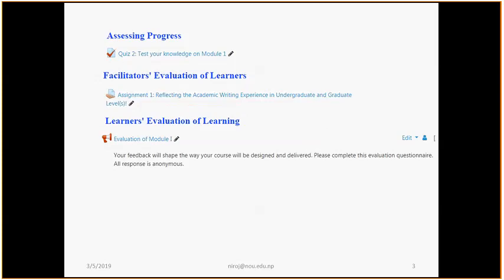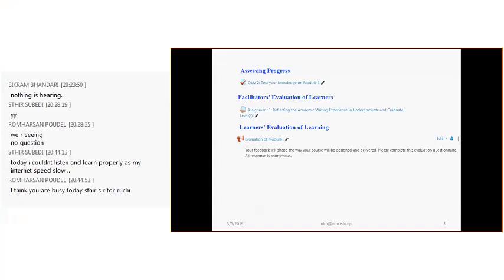Assessing progress. This week, this is quiz 2. Test your knowledge of Module 1. There are 10 objective questions related to academic writing, and they are related to the papers that we have discussed earlier in Module 1. So you can easily do that. So quickly finish that. And now you keep on writing about the assignment also.